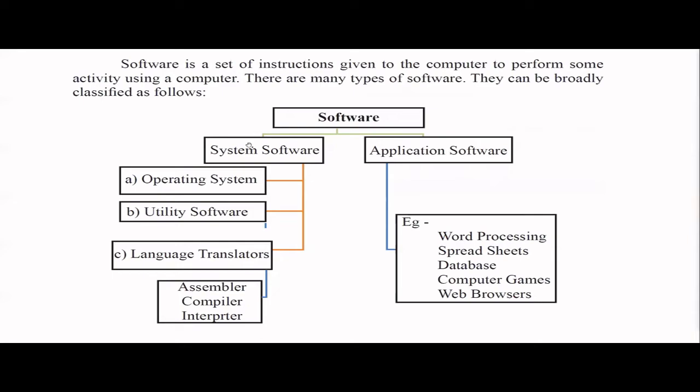But application software is not a must to have. Based on your user requirement, you can have different kinds of application software. But system software is very important, right? Actually, under system software, we have basically three things: operating system, utility software, and language translators, right? I will talk about these things separately. And for application software, there are so many examples you can think of, because it differs based on the user requirement, right?